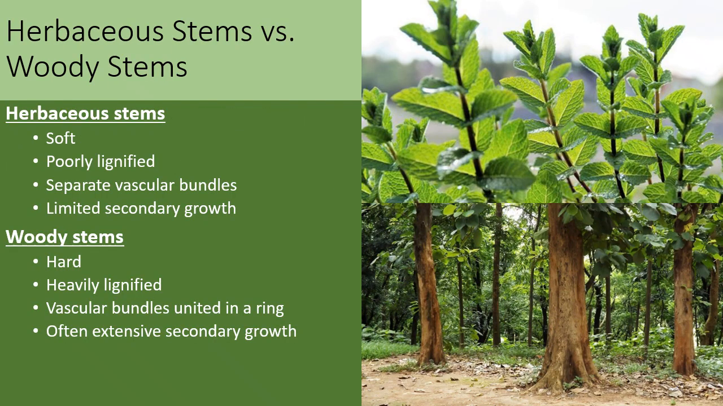First, just a review about herbaceous versus woody and what those terms mean. Herbaceous stems are the soft stems of most green plants. They're fleshy rather than being woody. So they're soft, they're poorly lignified. If you don't know what lignin is, we will be discussing it farther along. Herbaceous stems also tend to have separate vascular bundles. Once again, we'll take a look at that in some of the coming slides.